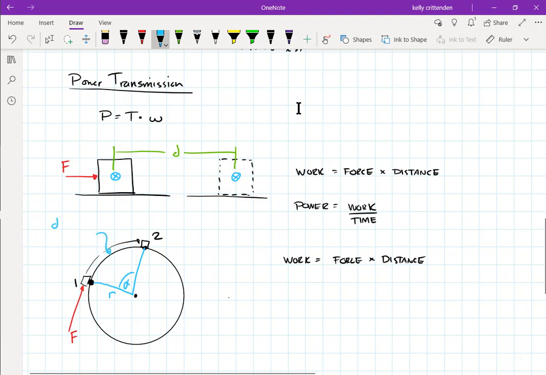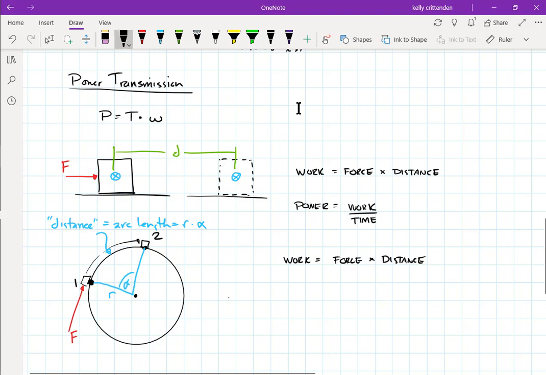So the distance equals the arc length equals r times alpha. I'm not using theta here, you normally say r theta or something like that, but we've already used theta as angle of twist, and we're not talking about angle of twist, so that's why I'm using alpha.